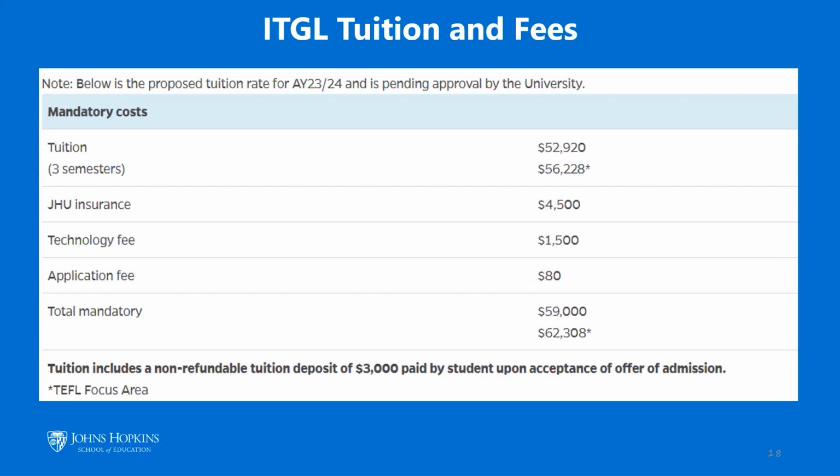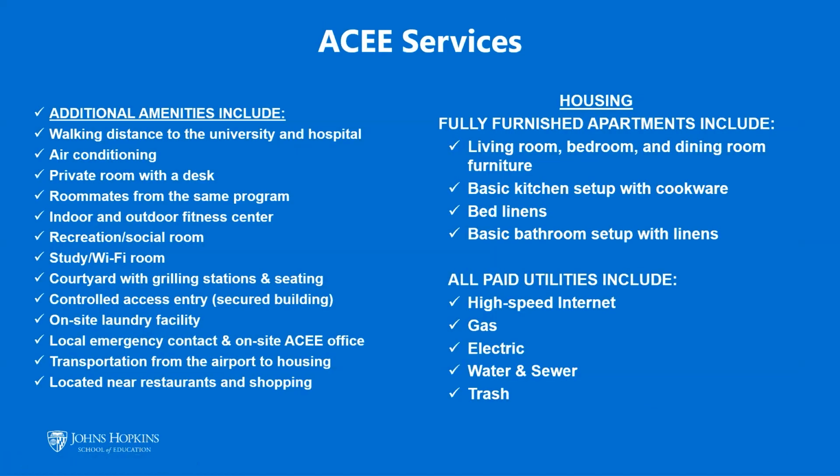All students in the ITGL cohort pay a technology fee, $1,500. You already heard about the application fee. And then if you add all of those fees up, the mandatory expense for the 33 credit program would be $59,000. And again, for the TEFL focus area, it is slightly higher. Now, on the next slide, you will see, the next 2 slides actually, you will see information about some optional services.